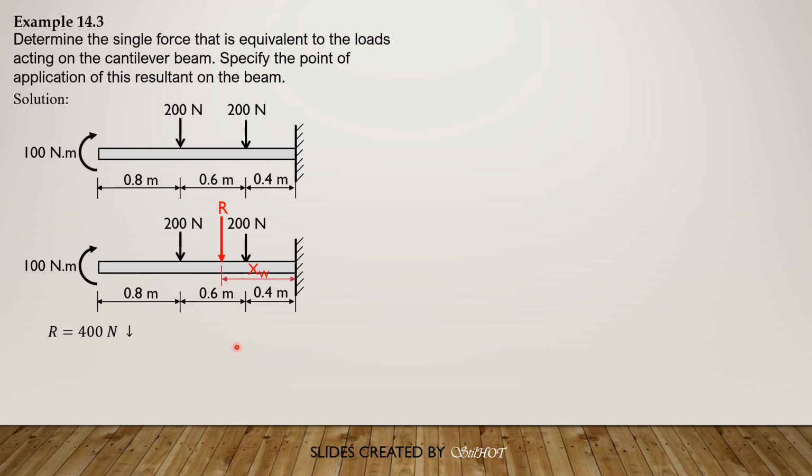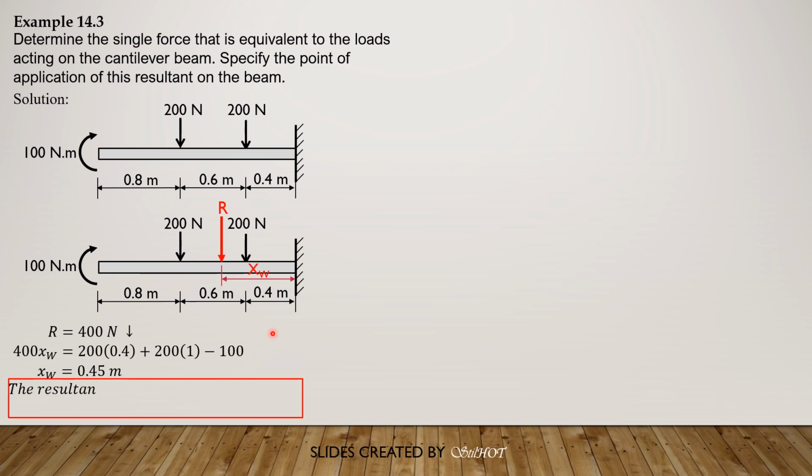So all these are counterclockwise except the couple. So 400 times xw equals 200 times 0.4 plus 200 times 0.6 minus 100. So x sub w equals 0.45 meters. So we say that the resultant is 400 newtons downward, acting 0.45 meters from the fixed wall, or to the left of the fixed wall.